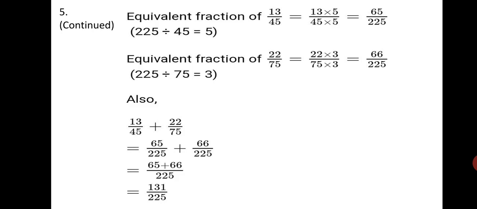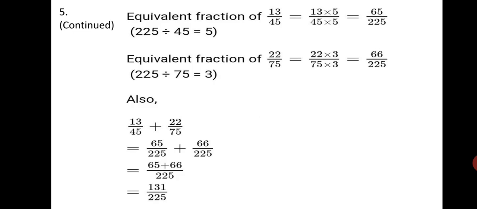And for the final answer, we have to add these fractions. So to add the fractions, we are going to use the equivalent fractions with the same denominator. So 13 upon 45 plus 22 upon 75 is equal to, what did we get as the equivalent fraction of 13 upon 45? 65 upon 225, plus, what did we get as the equivalent fraction of 22 upon 75? We got 66 upon 225. So now the denominators are equal. You can add the numerators. 65 plus 66 upon 225 is equal to 131 upon 225, which is your final answer.